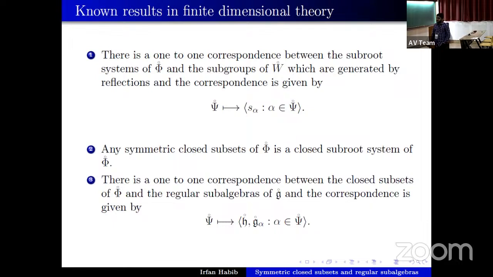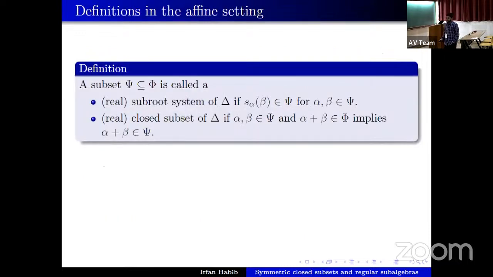Also, it is well known that there is a one-to-one correspondence between closed subsets of phi naught and the regular subalgebras of G naught, and the correspondence is given by this. So take any psi naught and you generate the subalgebra together with the Cartan. This correspondence is a one-to-one correspondence. We will address these two questions for affine Lie algebras and see what happens.